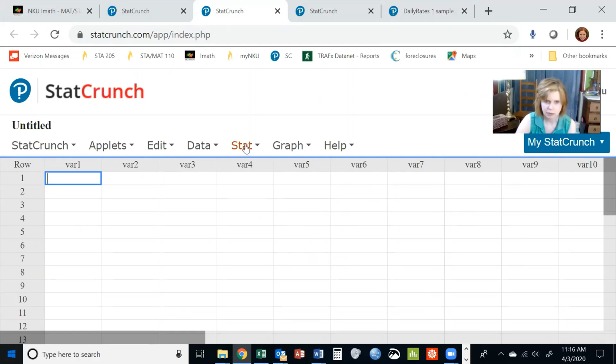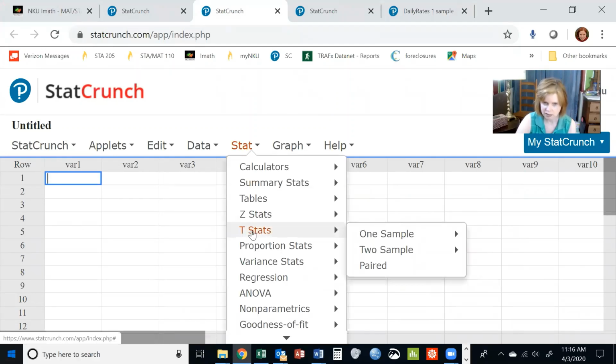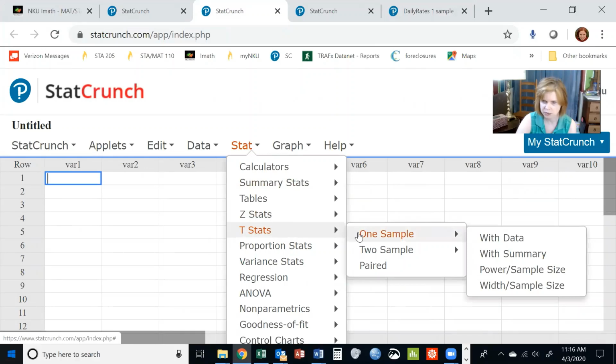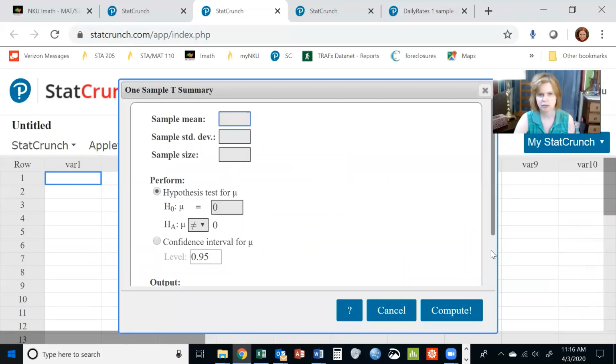Well, I'm going to run a t-stats, and I've taken one sample. And I don't have the actual data. I don't have the wind speed for every single day in a table. I have summary information. I have what the mean of it was, the standard deviation, and the sample size. So we're going to run that.